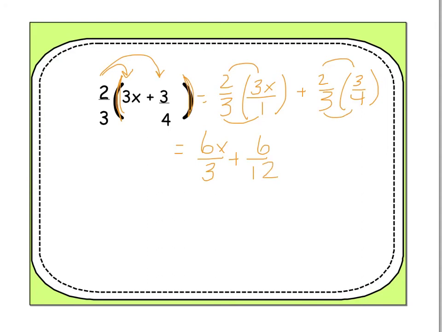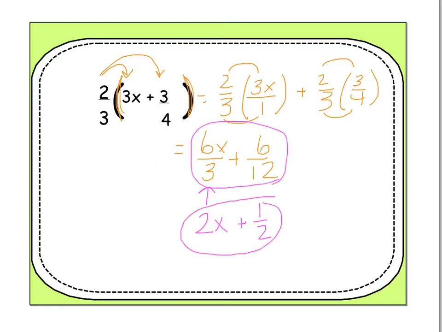This first term right here, I notice that 6 over 3 is the same as 2, and we still have our x, plus 6/12 is the same as 1/2. These two mean the same thing, I just simplified them.